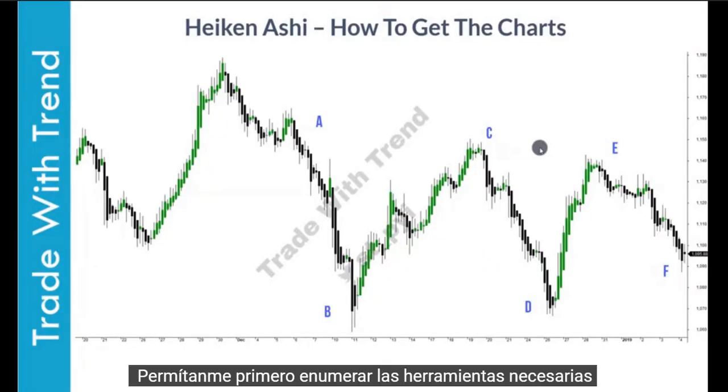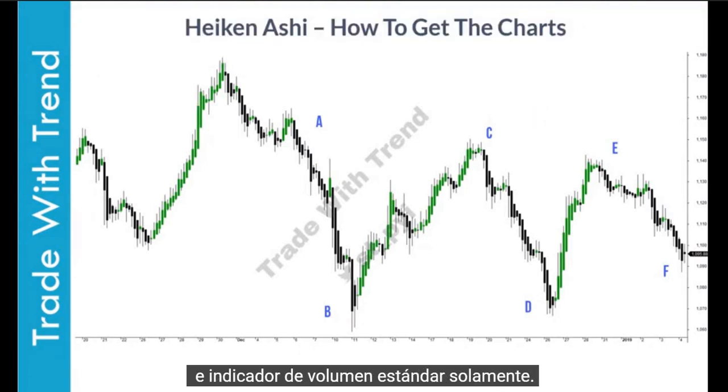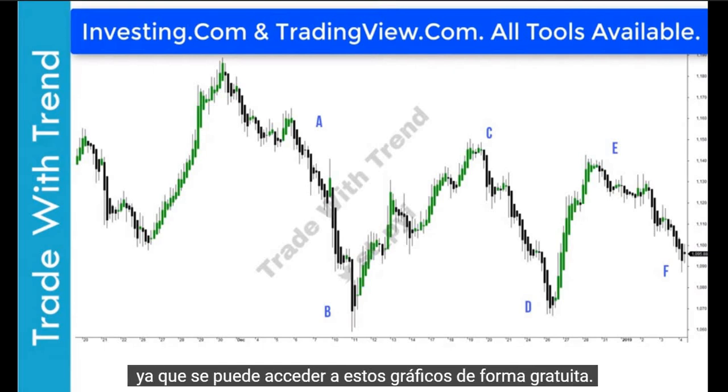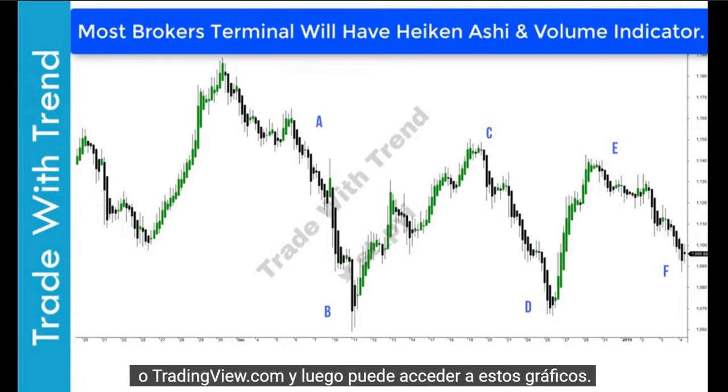So let me first list out the tools required for this trading strategy. In this Heiken trading strategy, you need Heiken candlesticks and the standard volume indicator only. Apart from these, there is no other indicator that you require. There is also no need for any special software, as these charts can be accessed for free. To access these charts, just head over to investing.com or tradingview.com.